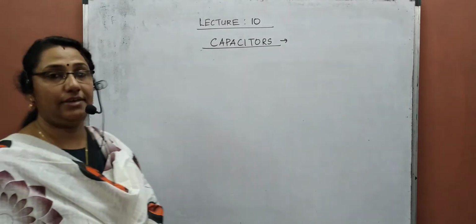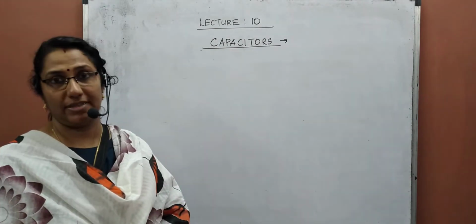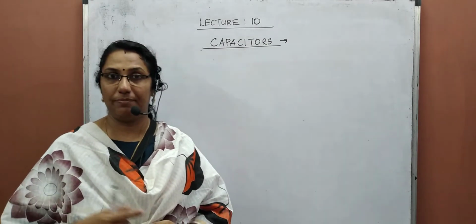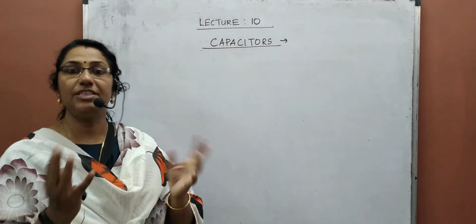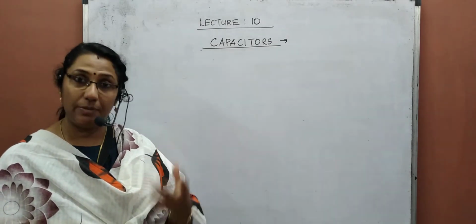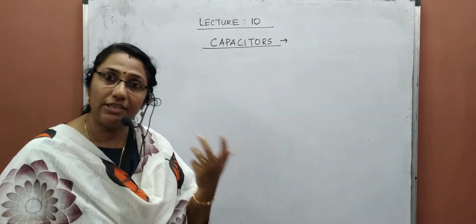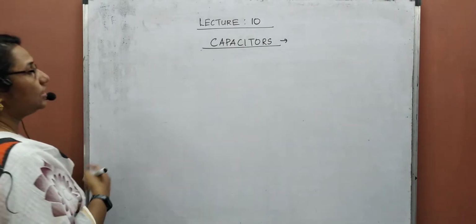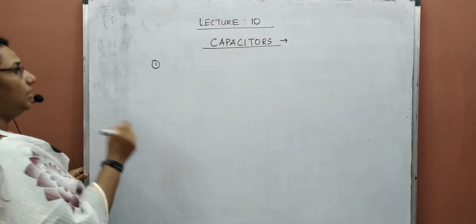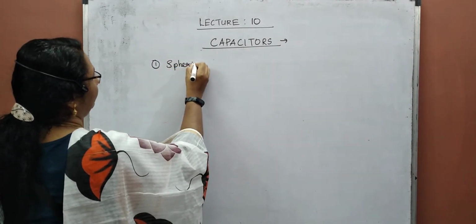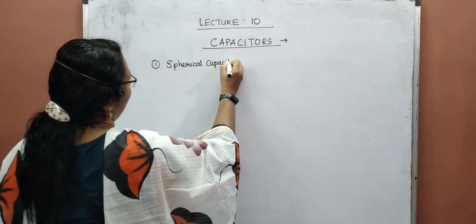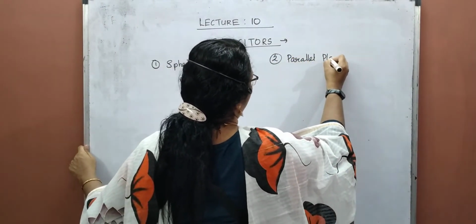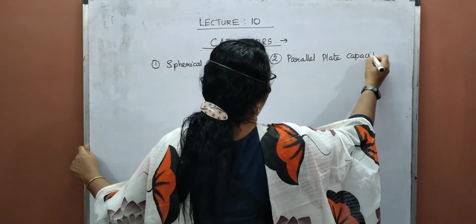Now we will study different types of capacitors, which are based on their shape. A spherical capacitor, whose shape is spherical. A cylindrical capacitor, whose shape is a cylinder. Among all of the types of capacitors, we have to study two. The first one is a spherical capacitor and the second one is a parallel plate capacitor.